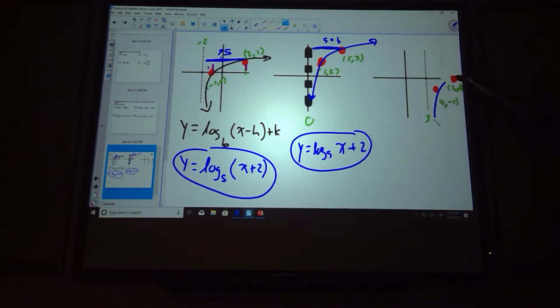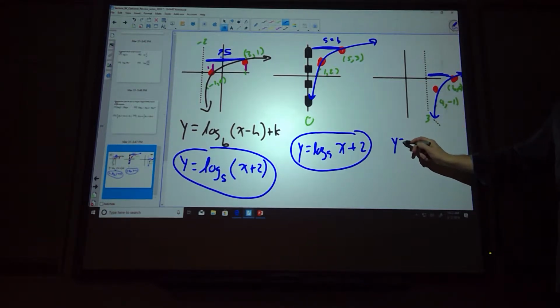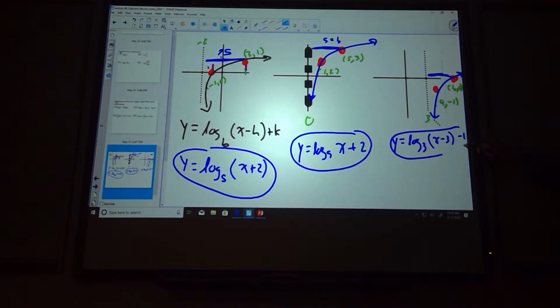Okay, and again, this one kind of looks like this. So how far is this distance right here? That's a 6 to a 3. So I have log base 3. Did this one shift right or left? It shifted right. Look at the asymptote, so that's going to be x minus 3. Did it shift up or down? Look at our first point. -1. Done.